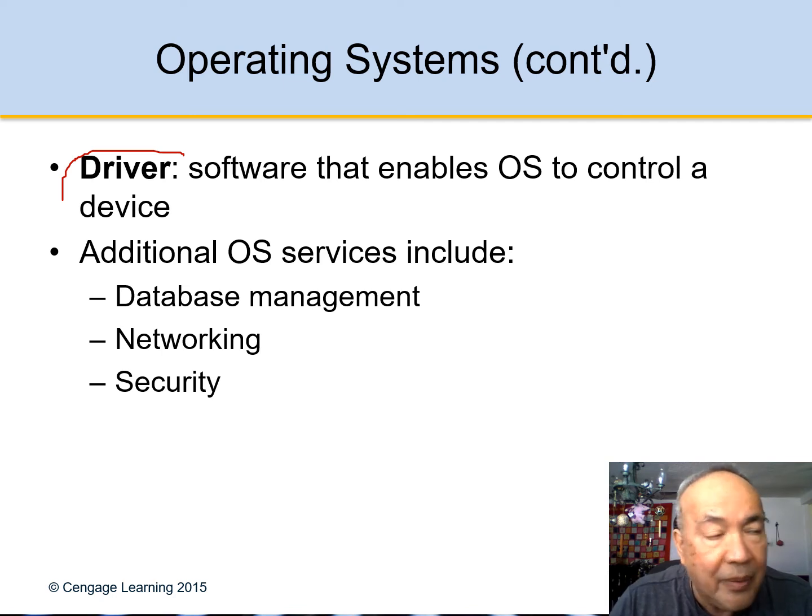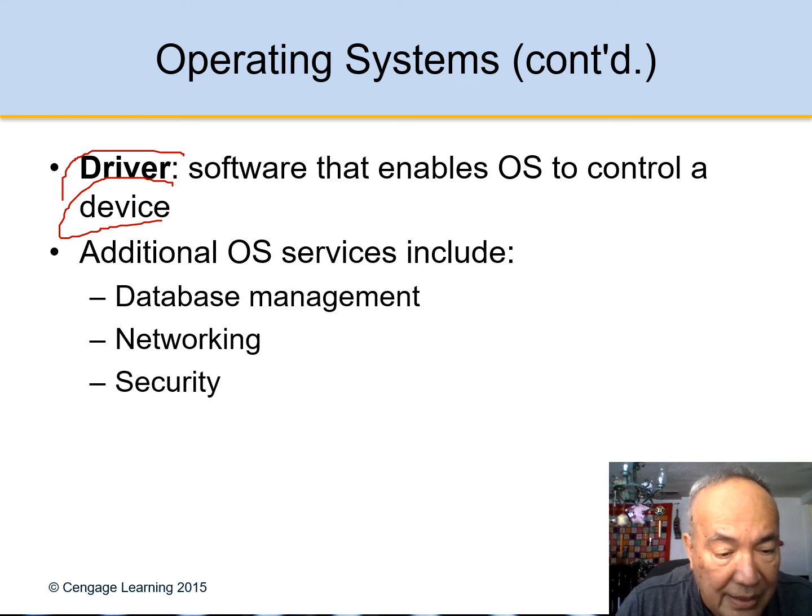Like if you add a printer to your computer, it needs a program that will interface with the OS of the computer, and the driver is that program for the printer or the scanner or even the mouse. All of these have their own drivers. A driver is software that enables the OS to control the device. The device, like the keyboard, is a device.